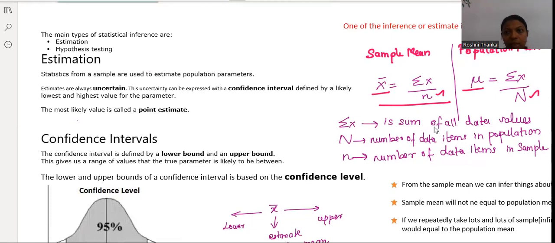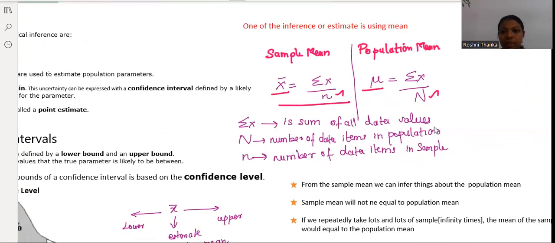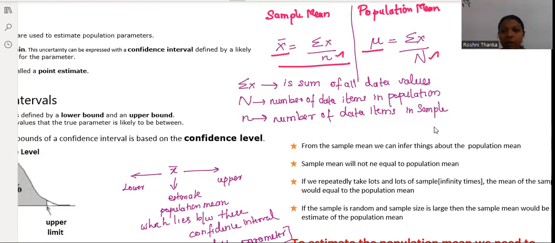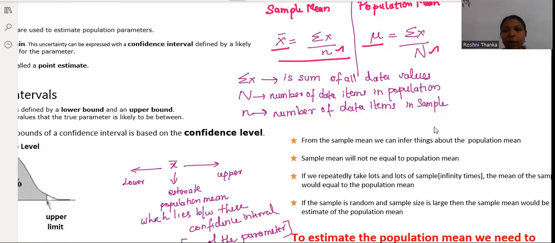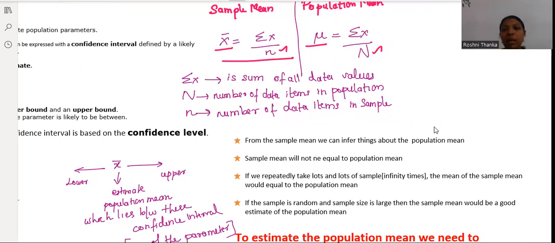After doing this, now I want to generalize or estimate to the population mean. But the sample mean will not always exactly match the population mean, as I already told you, because it's just an estimation, right? So if I want it to match the population mean, then I have to repeat this process again and again, maybe an infinite number of times. At that point, the mean of the samples would be equal to the population mean. So if the sample is random and the sample size is large, then the sample mean would be good to estimate the population mean.